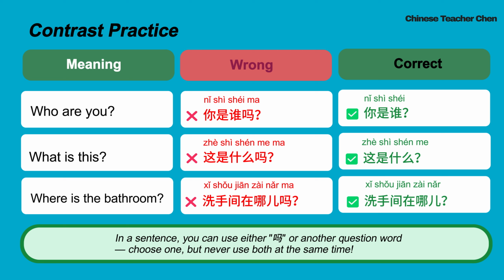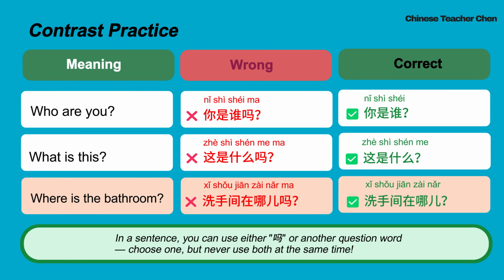Now, the second example. If you want to ask, what is this? And you say, 这是什么吗? Is that right? Wrong again, because you've already got 什么 in there. The correct form is 这是什么? Let's read it together. 这是什么?